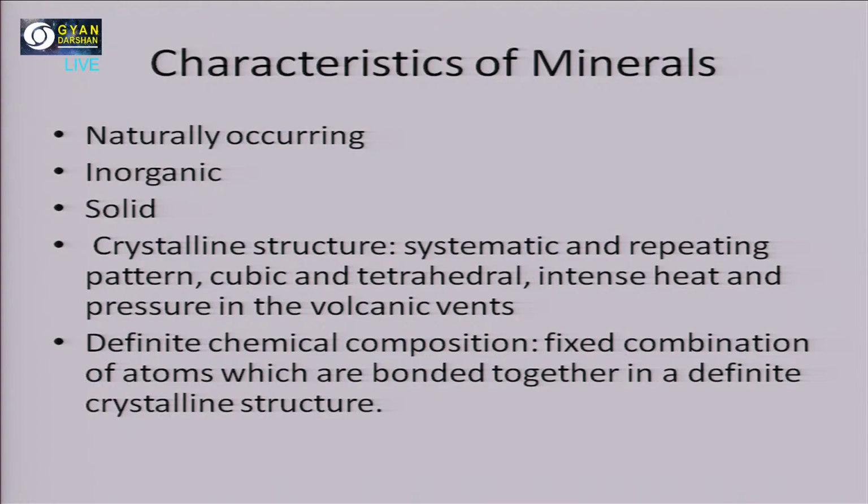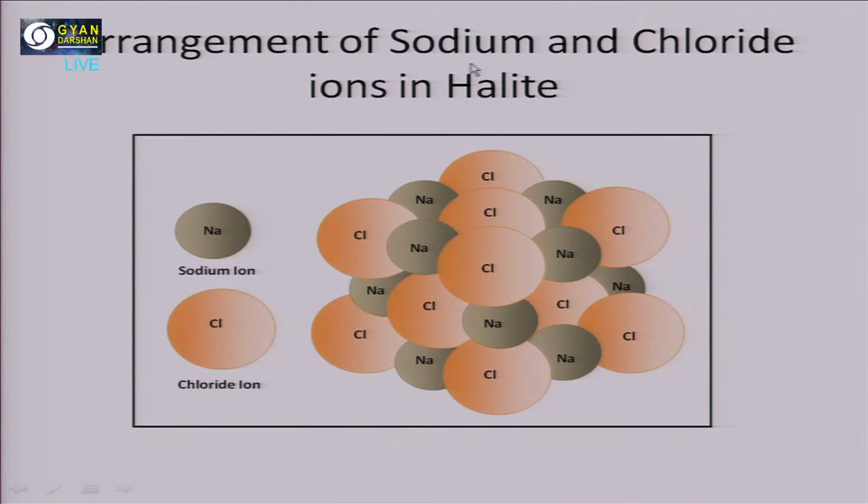Another important property of minerals is that they have a definite chemical composition. That is, they consist of a fixed combination of atoms which are bonded together in a crystalline shape. Like in this figure, you can see how in a halide, sodium and chlorine ions are arranged in a crystalline shape. They have a definite chemical composition, Na+ and Cl- ions, arranged in a repeating pattern like this. And you can see the overall structure of the crystal is in the form of a cube. In this way, other minerals are also arranged in a crystalline structure and have a definite chemical composition.